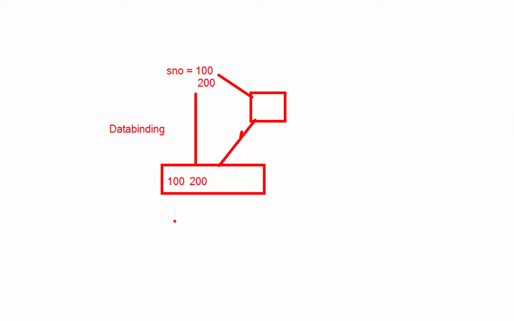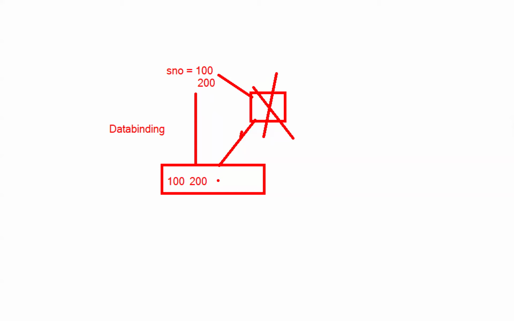What is the main purpose of that link? Without executing this code, whatever modifications we perform on this variable will affect the HTML control. That is the main concept. Whatever modifications we perform on the variable, those modifications will affect the HTML control.